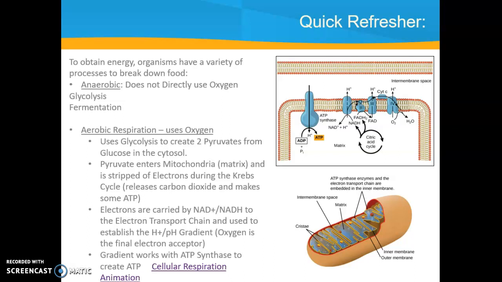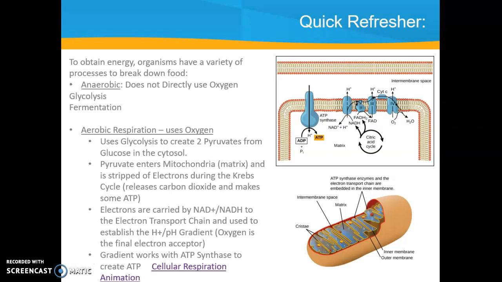Now, anaerobic processes do not use oxygen, and they only involve the first step, which is glycolysis, and then the route takes them to fermentation. If that is in us, that's going to be lactic acid fermentation. If that's in organisms like yeast, that's going to be alcoholic fermentation. But what we spent the majority of our time on was the aerobic. So going through all of the phases of cellular respiration. So we have glycolysis, then we have the pyruvate conversion step, then we have the Krebs cycle, and then we have our electron transport chain.